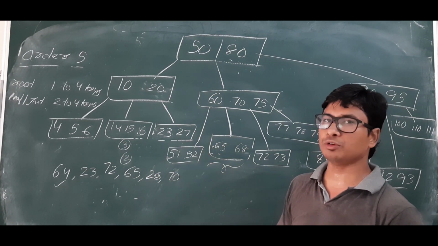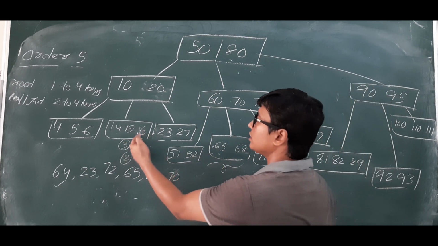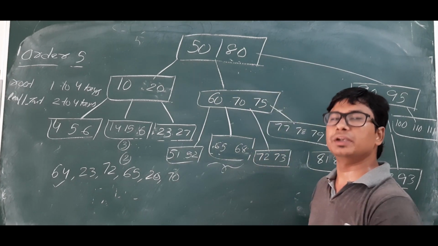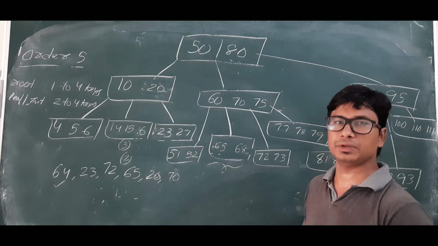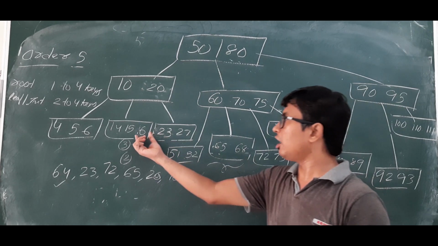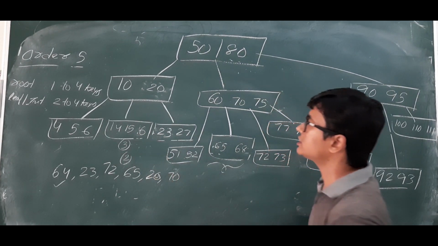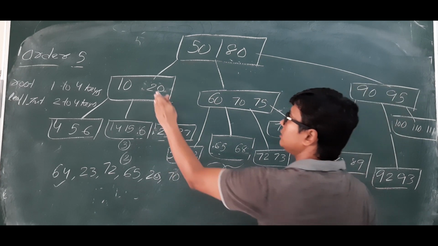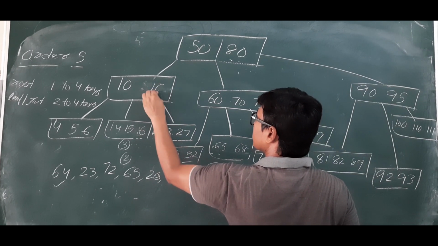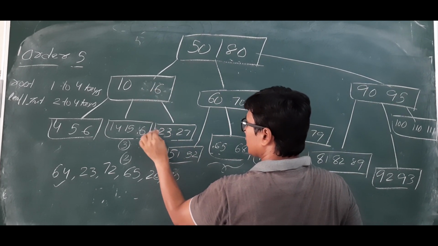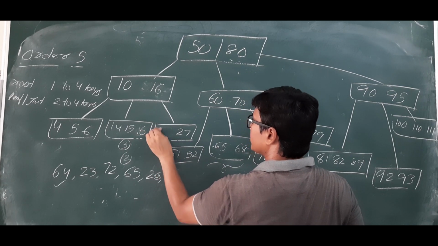Which element you have to borrow? You have to borrow the in order predecessor. In order predecessor means the largest element from this one. So what is the largest element? 16 is the largest element. So 16 will come here and 20 will come here and you will delete 23.